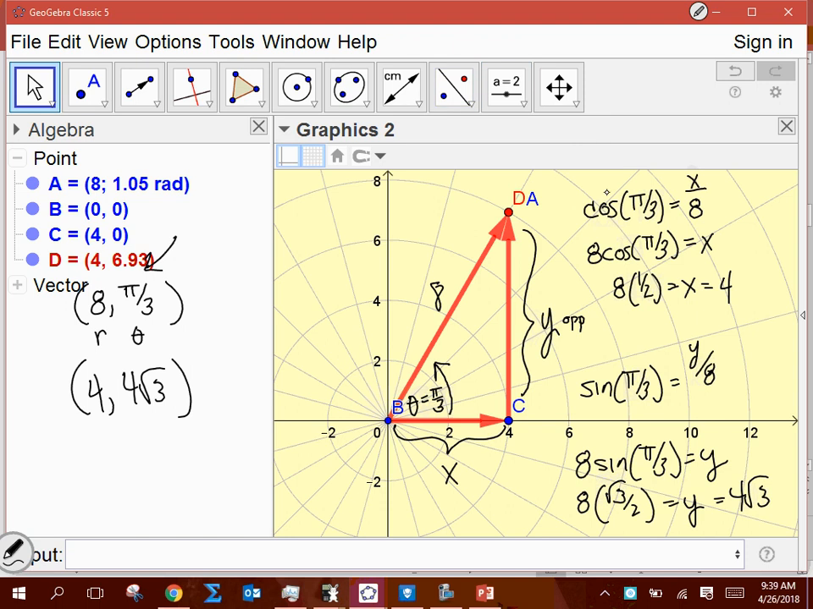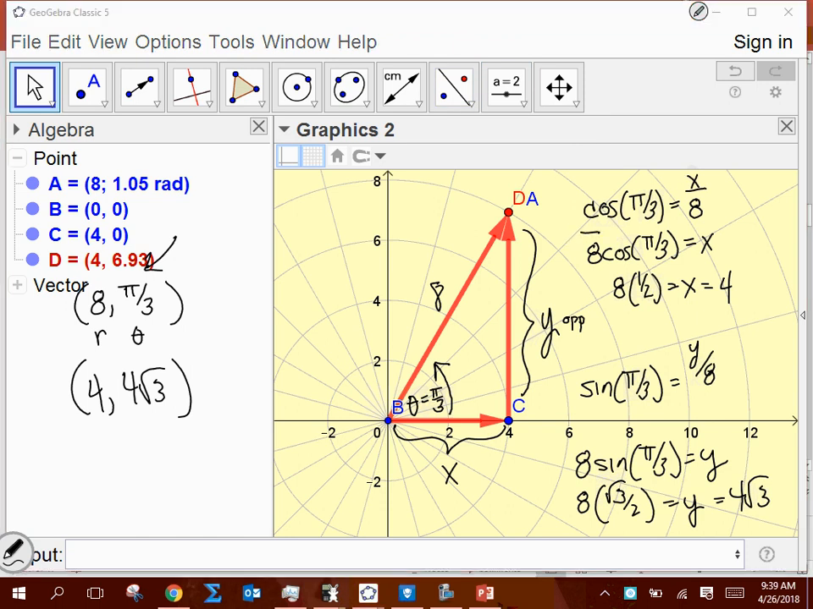Okay. Let's look at this thing right here. What was 8 out of your polar point? It was r. So you're going to replace that 8 right there with r. What was pi over 3 from your ordered pair? Theta.